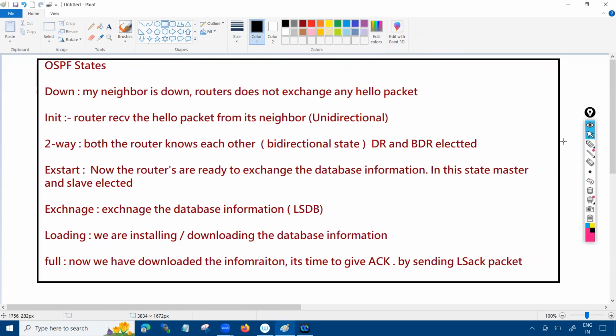Normally, at the basic level, if you go with 3 to 4 years of experience, they just ask you, could you please explain what the OSPF states are, and what are the OSPF states we have? Apart from down, init, two-way, exstart, exchange, loading, and full, we have another state, known as the attempt state.